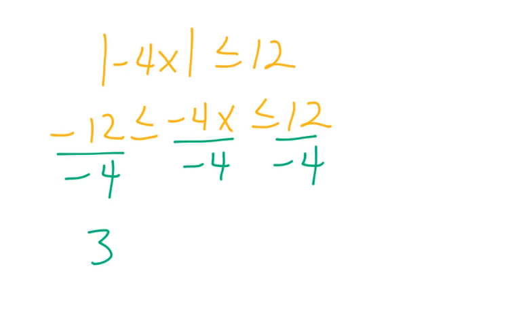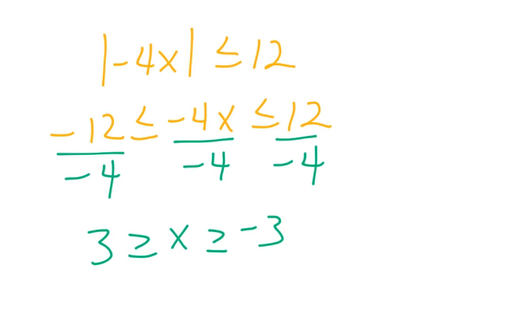So that gives me 3. Now since I'm dividing by negative, the inequality switches directions. So I have 3 greater than or equal to x greater than or equal to negative 3. Now typically when we deal with inequalities, we write them in order from smallest to largest number. So while this is correct, you're not going to get a correct answer in MyLabs Plus.